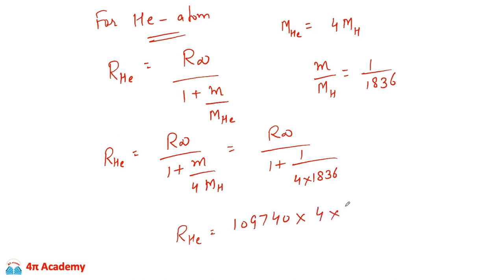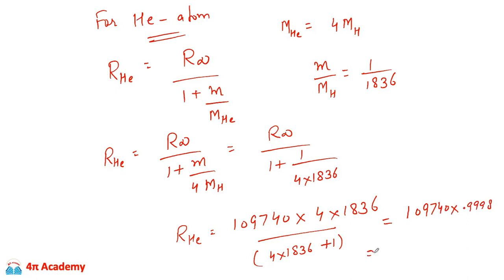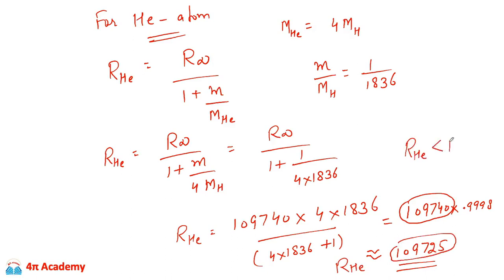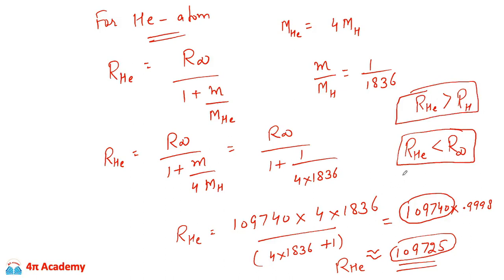When you calculate it, it comes out to be 109740 into 4 into 1836 over 4 into 1836 plus 1, that is of the order of 109740 into 0.9998. So that is equal to 109725. So this is coming out to be for the helium atom. Again this value is less as compared to the Rydberg constant for infinite nuclear mass. But the value of this Rydberg constant for helium is greater as compared to the Rydberg constant for hydrogen atom. This you can check from this graph.